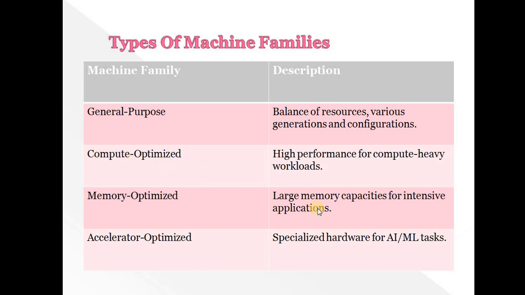If you have large-memory databases or in-memory databases in your application, then you have to go for memory optimized. If your application is related to AI or ML tasks, machine learning related tasks, then you have to choose hardware related to accelerator optimized, which means the GPUs, graphics processing units, we can use here.